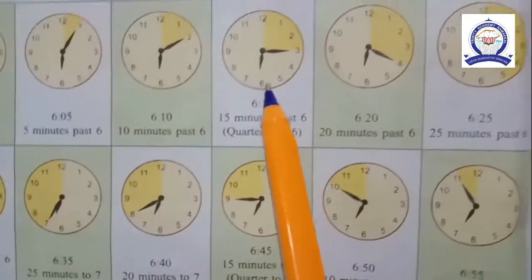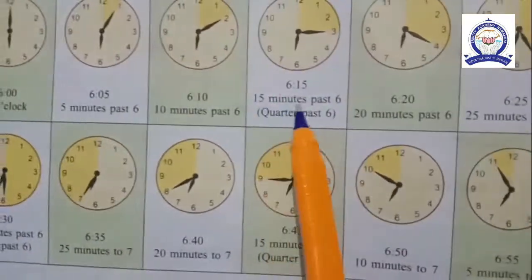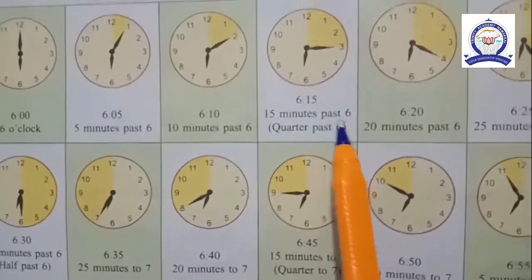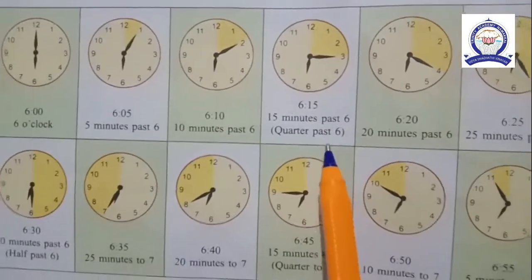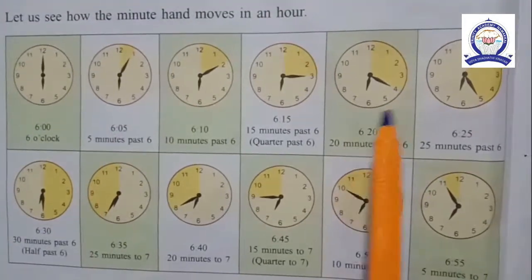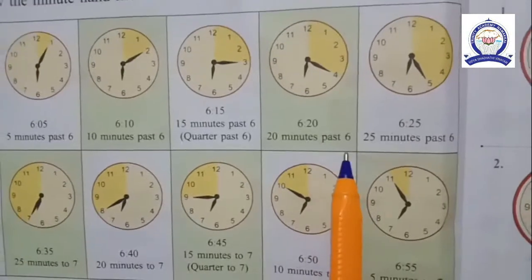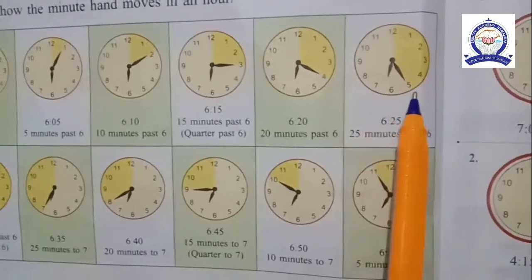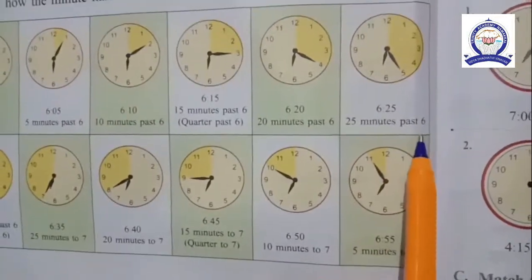Next. 6:15. See the next clock. The big hand is in 3. 6 o'clock 15 minutes. 15 minutes past 6 or quarter past 6. Next. See children. 6 o'clock 20 minutes. 20 minutes past 6. Next. The time is 6:25. 25 minutes past 6.